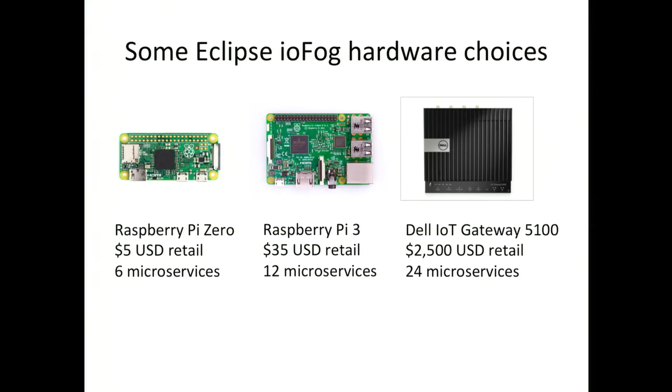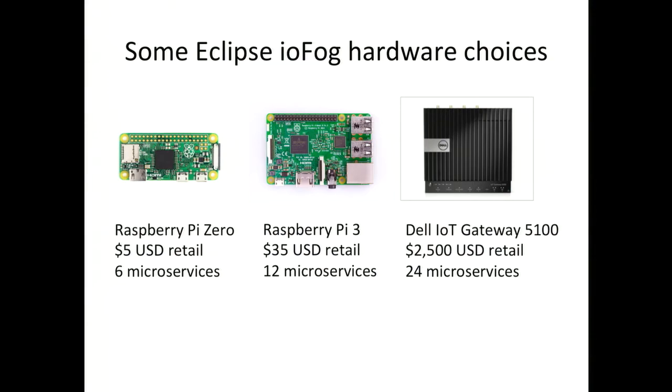So the smallest thing that can run Eclipse IO Fog is a Raspberry Pi Zero. And they're actually a little hard to get a hold of because they price them at $5 retail. And you'll even find people on eBay selling. They have a new version called the Raspberry Pi Zero W, which has Wi-Fi and Bluetooth Low Energy in it. Actually, it's full Bluetooth. It includes Bluetooth Low Energy, so it's Bluetooth 4.